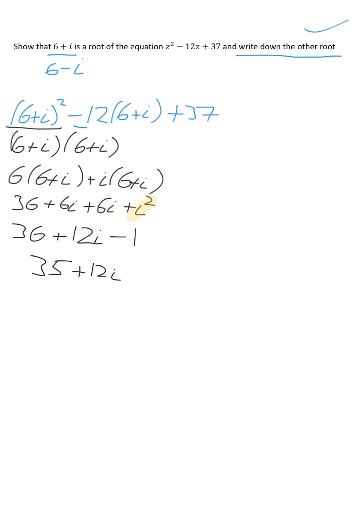Okay, next bit now, I have minus 12 times 6 plus i. So minus 12 times 6, that would be minus 72 minus 12i. And then I also have a plus 37. Now looking at this, I can see that plus 12i and the minus 12i will cancel out. And if I do 35 minus 72 plus 37, that's equal to 0. And that shows that 6 plus i is a root of the equation. So if you ever have to show that something is a root of an equation, substitute it into your equation and you should end up with 0.